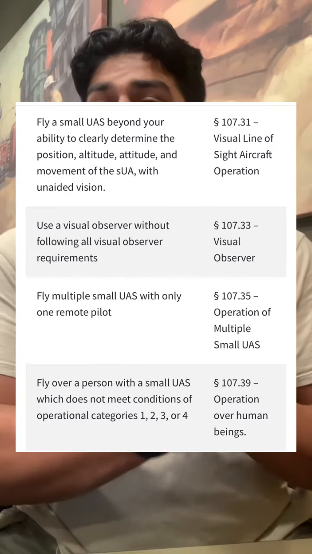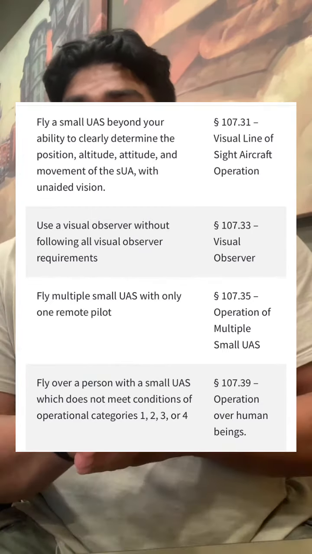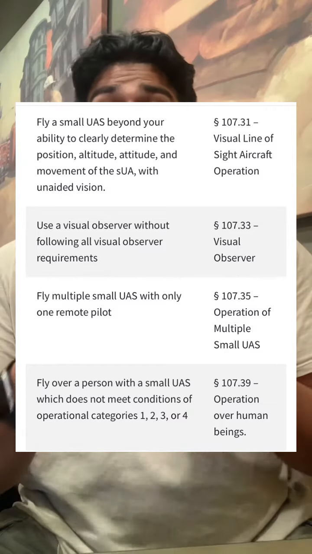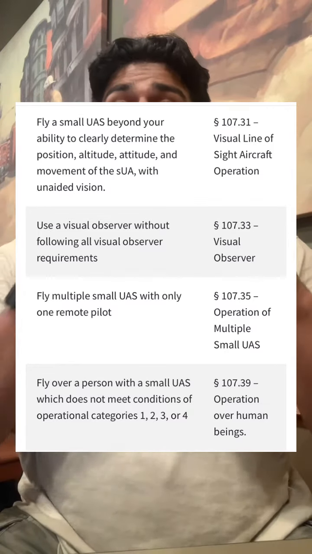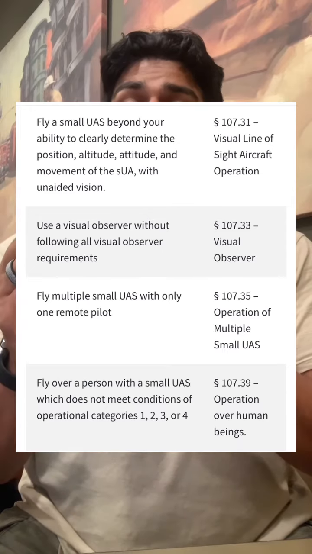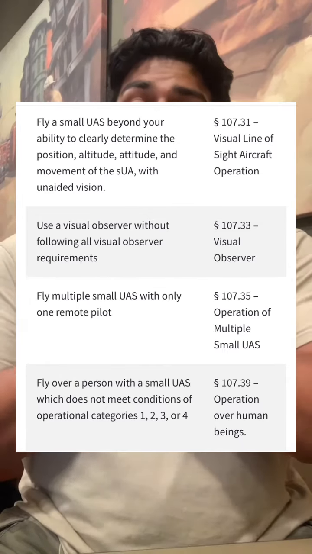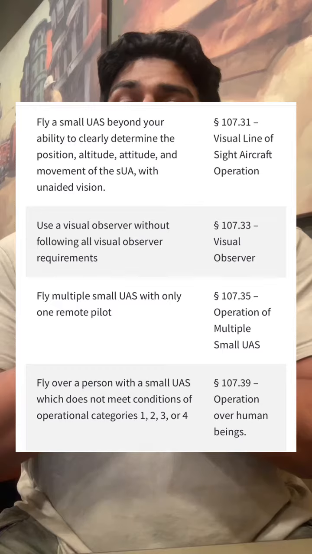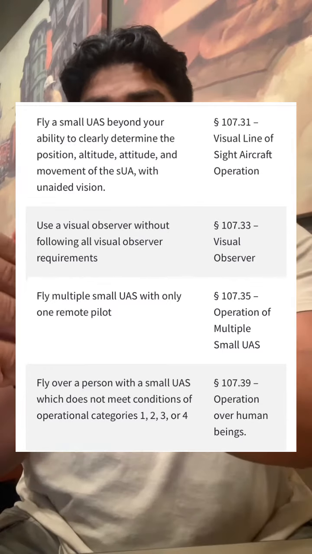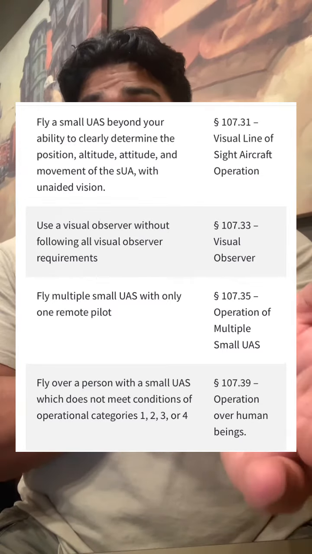If you want to use a visual observer without following all of the observer requirements, for example, if they want to use binoculars to aid them during becoming a visual observer, they cannot do that. But you can get a waiver to be able to get that variance and allow for that.